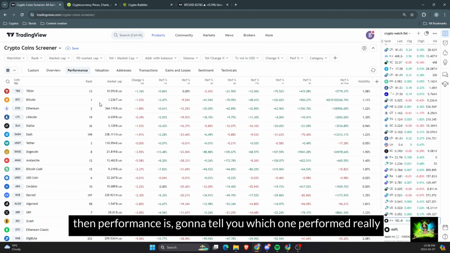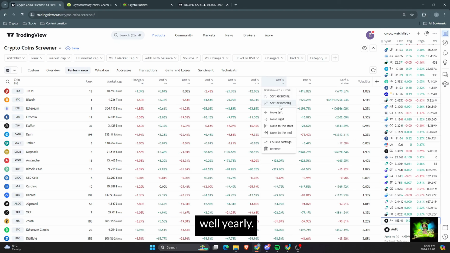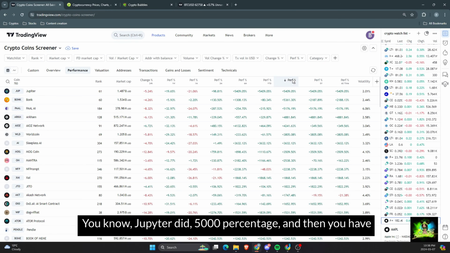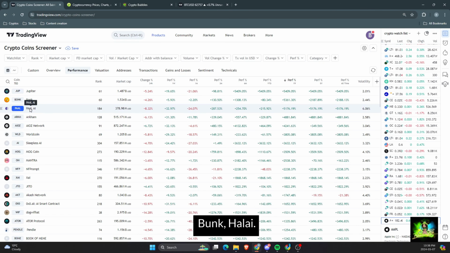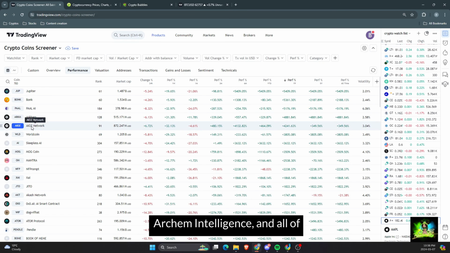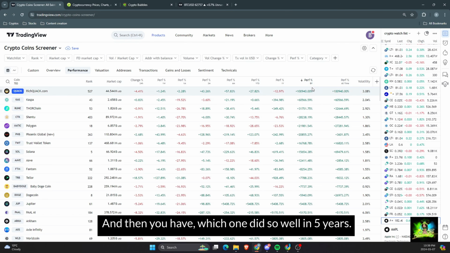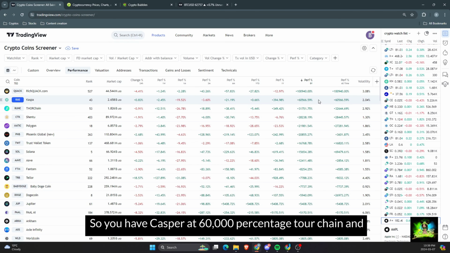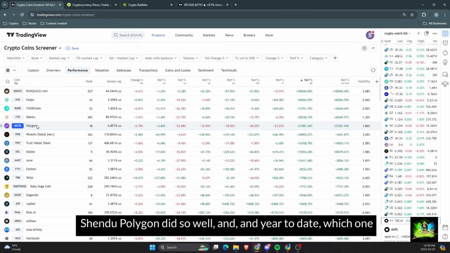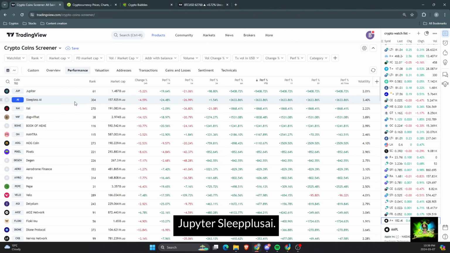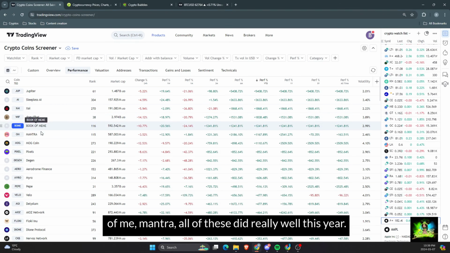And then performance is going to tell you which one performed really well yearly. Jupiter did 5,000%, and then you have Bonk, Pal AI, Arkham Intelligence, Yaws, and all of these performed really well in 1 year. And then you have which one did so well in 5 years. So you have Caspa did 60,000%, Torchain and Shentu, Polygon did so well, and year to date, which one did really well? Jupiter, Sleepless AI, XAI, Dog with Hat, Bootcamp, Mantra, all of these did really well this year.